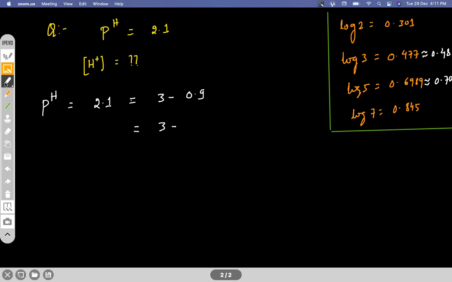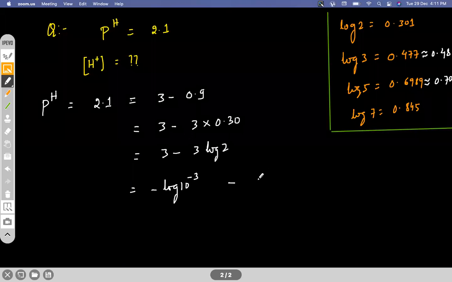0.9 we can write 3 into 0.30. Why have I written this? Because 0.30, the value we have, is log 2. So we can further write this as 3 minus 3 log 2, which again we can write 3 as minus of log 10 to the power minus 3 is 3 only, minus 3 log 2, we can write log 2 to the power 3, which is 8. If you take this minus out, this becomes minus of log 8 into 10 to the power minus 3.